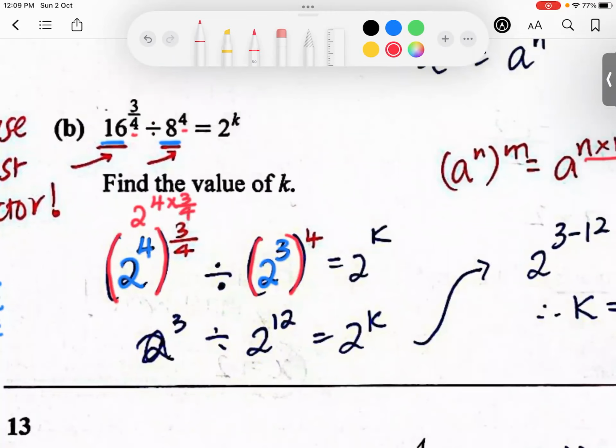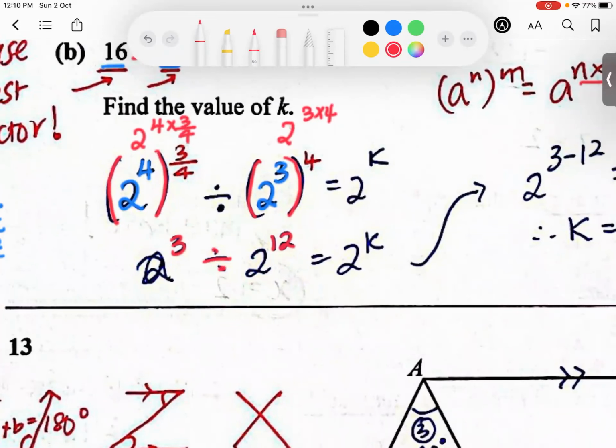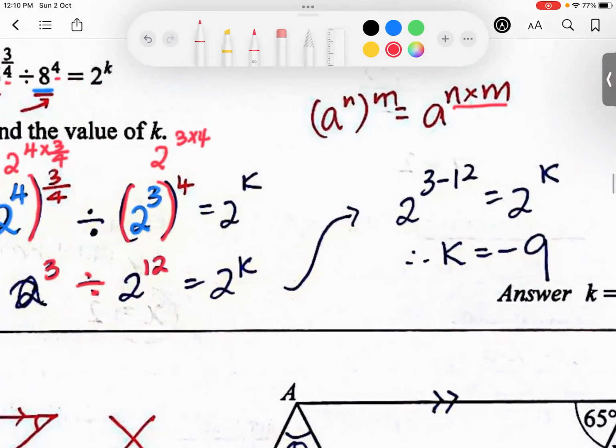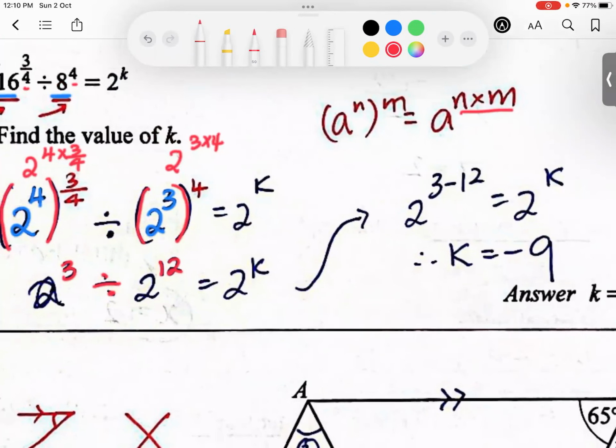4 times 3/4 is the number 3. Okay, then this one is 2 to the power 3 times 4, which is 12. Next thing we remember, when we have division, the powers subtract each other. So it's 3 minus 12, and 3 minus 12 is the number negative 9. So k is the power. So this power will be equal to negative 9. Okay.